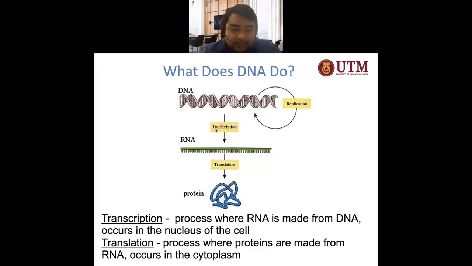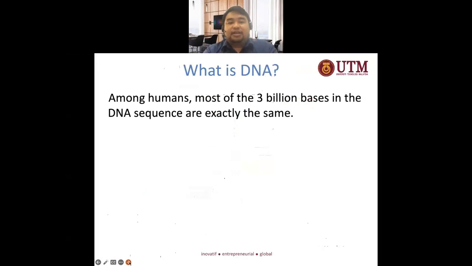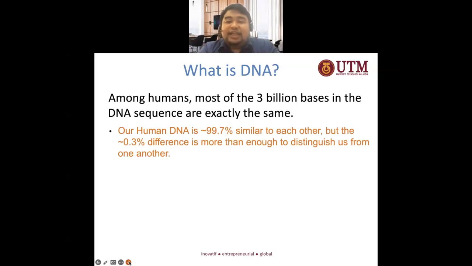All right. Among humans, most of the 3 billion bases that researchers have been mapping out, the bases of DNA for humans are exactly the same. Basically, what are the numbers? Now we are looking at the numbers. Our human DNA is approximately 99.7% similar to each other. So for me and you, 99.7% of our DNA is the same actually. Only 0.3% is different. So we use this 0.3% to differentiate from one another.